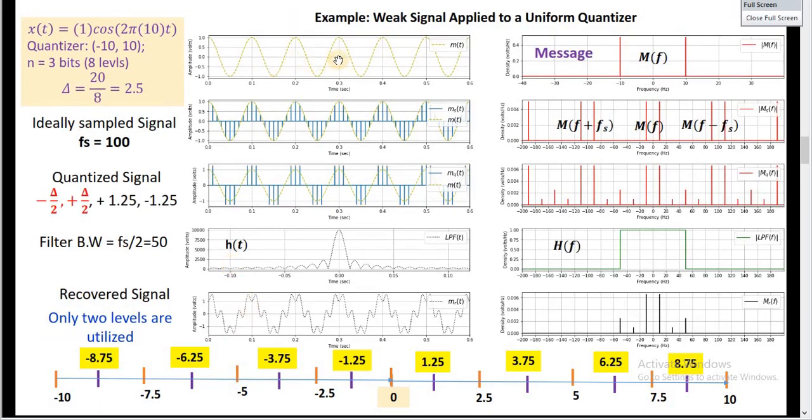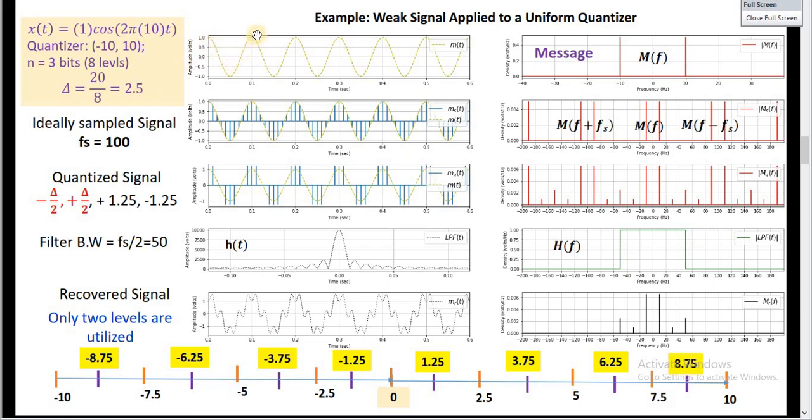We repeat the same example. However, we reduce the amplitude of the signal to 1. Our signal now becomes 1 cosine 2 pi 10t, with the same quantizer with the same dynamic range and the same number of levels. A dynamic range between -10 and 10, and the number of levels is 8, so the step size again is 20 over 8 equals 2.5.